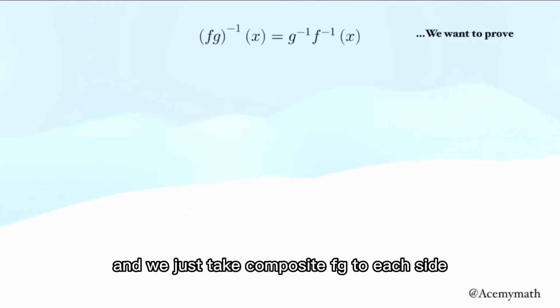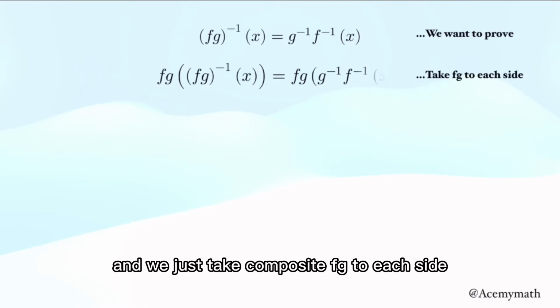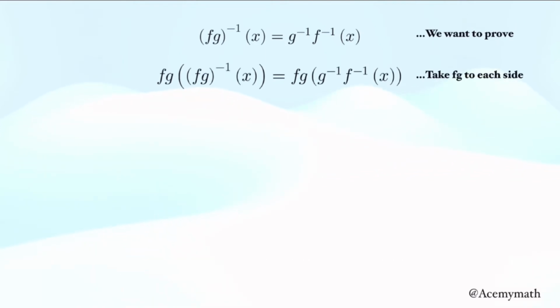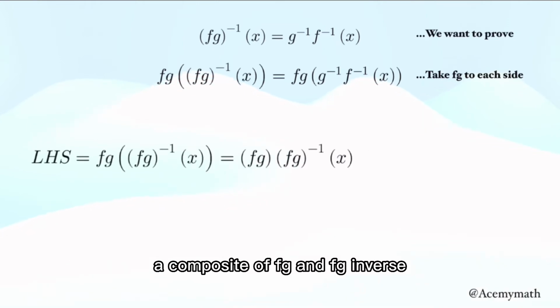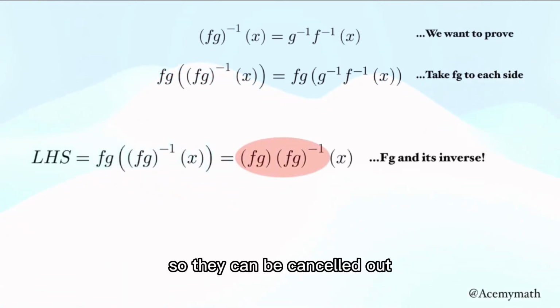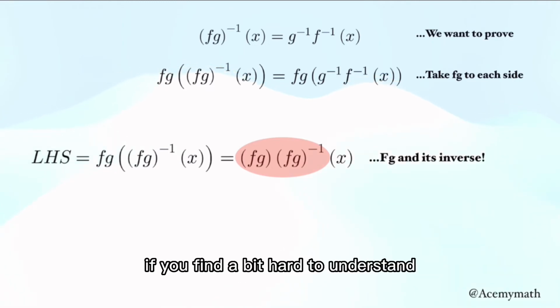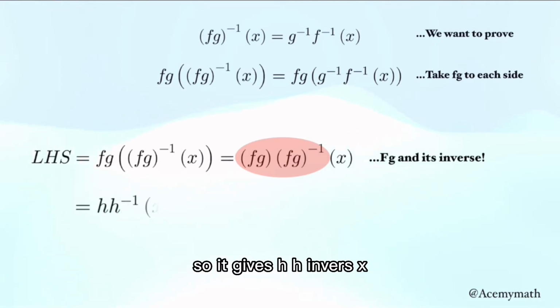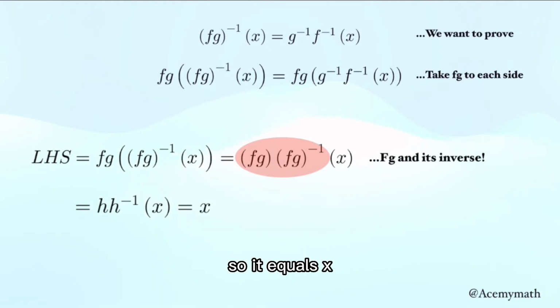And we just take composite fg to each side. Then the left-hand side can be arranged into a composite of fg and fg inverse. They make no difference, so they can be cancelled out. If you find it a bit hard to understand, you can consider fg as a new function h. So it gives h inverse of h of x, so it equals x.